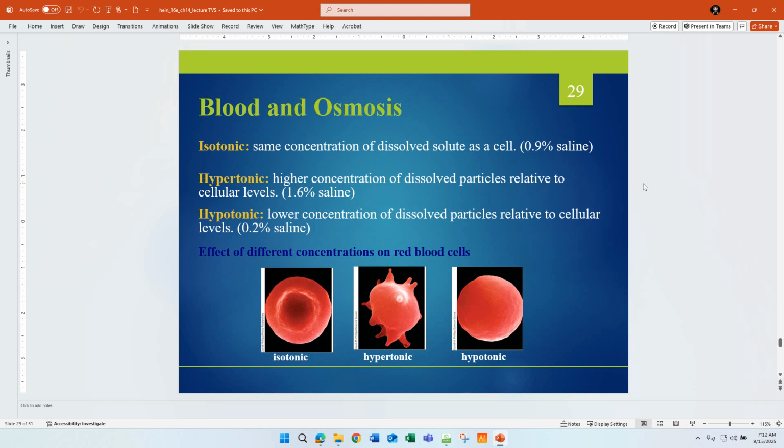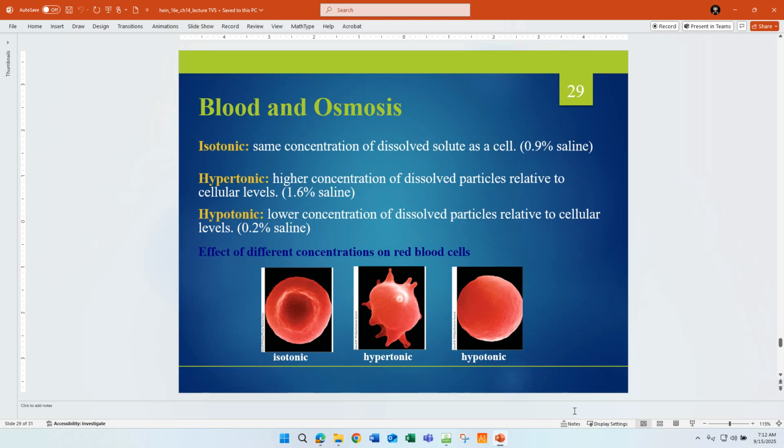Now, what happens if water goes into the cell too much, too little, or just right? Well, if it's just right, the concentration inside and outside the cell is the same, so it's called isotonic. If water comes out of the cell too much, there's more concentration of sugar or salt inside the cell, then it's called hypertonic. That means that the cell kind of shrinks, it becomes spiky.